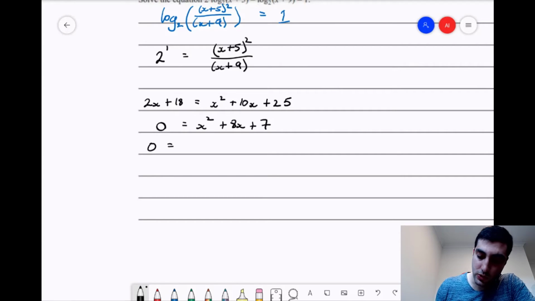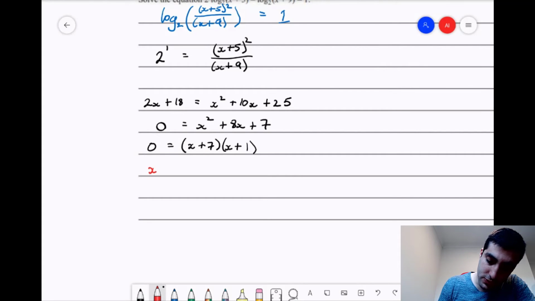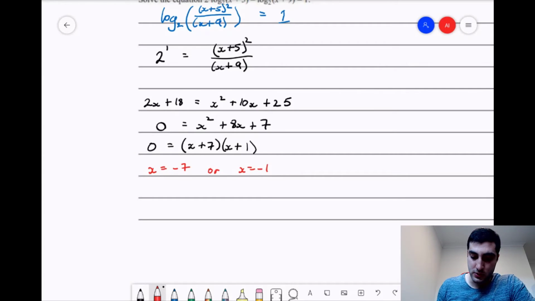You can see we've got a quadratic here that should be able to factorize. This one's relatively straightforward, so we're going to have x plus 7 and x plus 1. So therefore, that gives us 2 solutions: x is equal to minus 7, or x is equal to minus 1. Great.